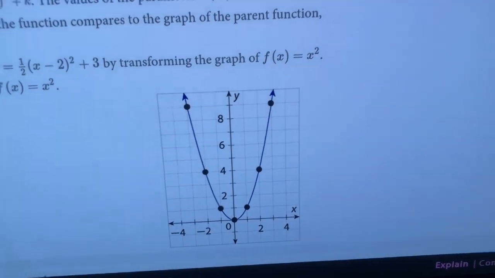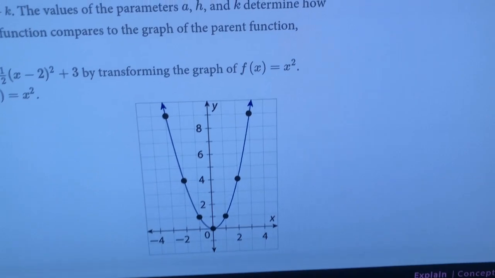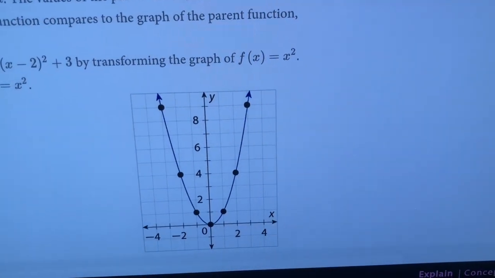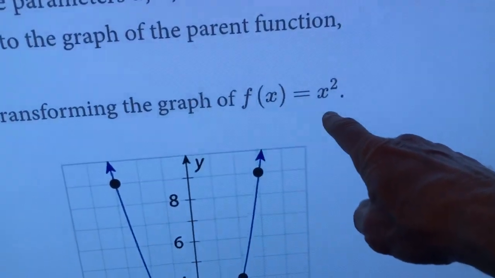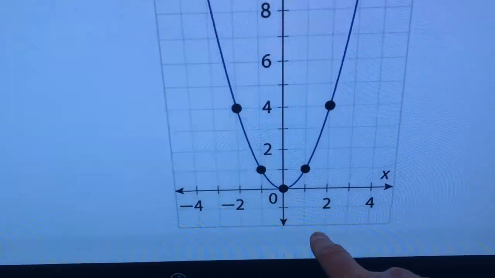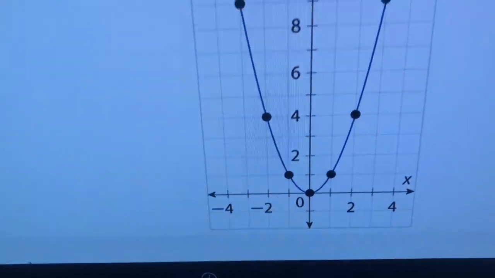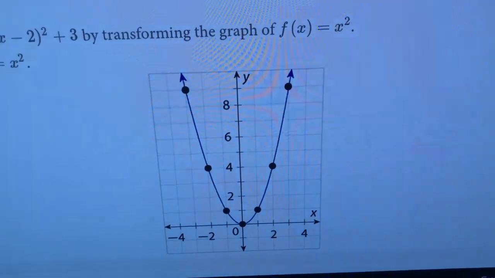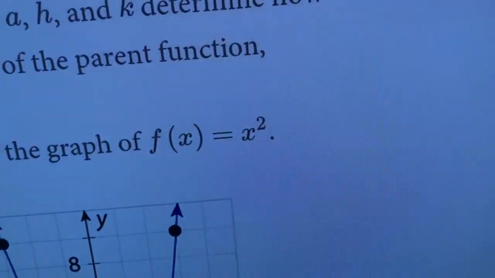Okay, so we're going to start with the graph that we call the parent graph or parent function, f of x equals x squared. And that's what the graph looks like right there. If we picked 0 and put it in place of the x, 0 squared would be 0, so the vertex is 0, 0. And then you see the points 1, -1, 2, -2, and how there's symmetry on either side of the y axis, because of the exponent x squared.